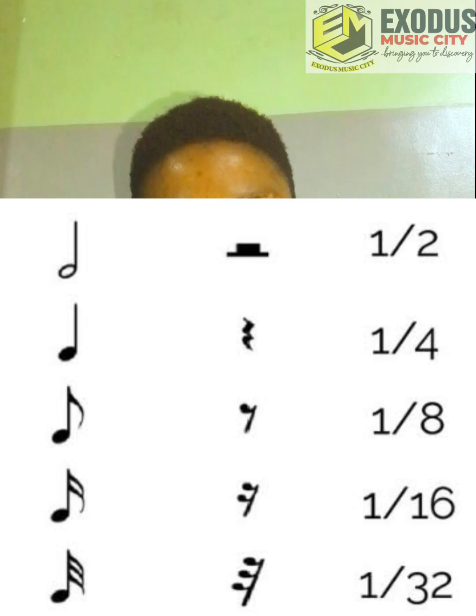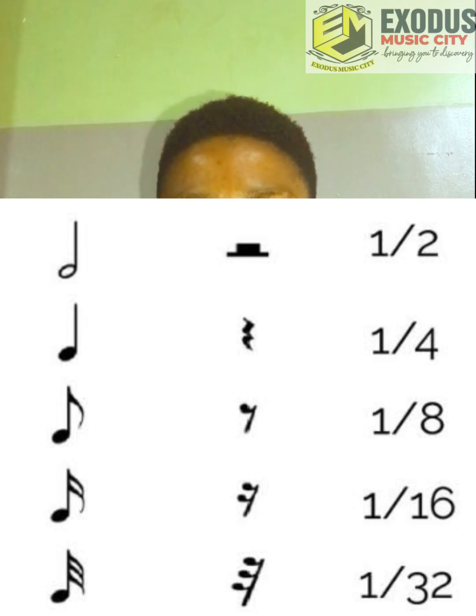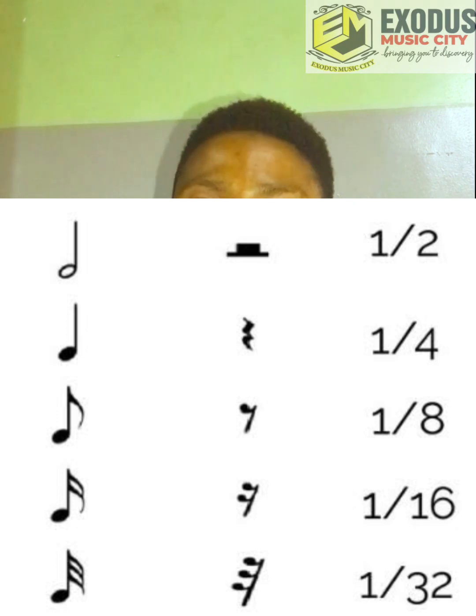Then the last but not the least is demi-semiquaver. Demi-semiquaver in America is called 32nd note. So whenever the lower figure is 32, it indicates demi-semiquaver. For example, when you see 2/32, the upper figure 2, then lower figure 32nd, that is, demi-semiquaver must appear 2 times in a bar.